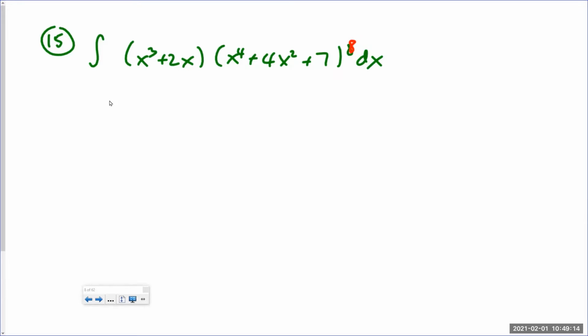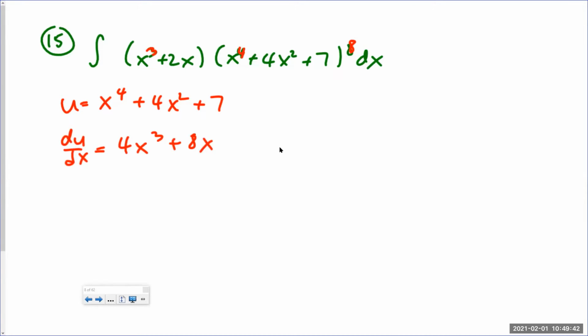So what I'm going to do is just set this u equal to either this parentheses or this parentheses. Guys, which one am I going to set my u equal to? Yeah, the second one, because it has a higher power, right? This 4 power is higher than this 3 power. So u is equal to x to the 4 plus 4x squared plus 7. Then you take the derivative of this, and you get 4x cubed plus 8x plus 0.